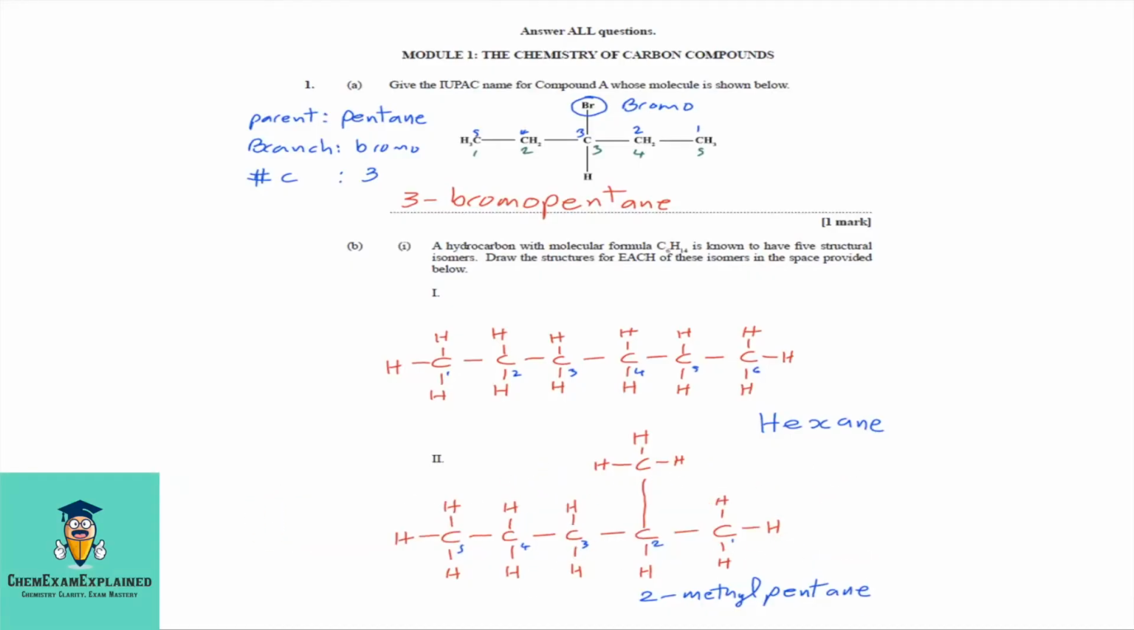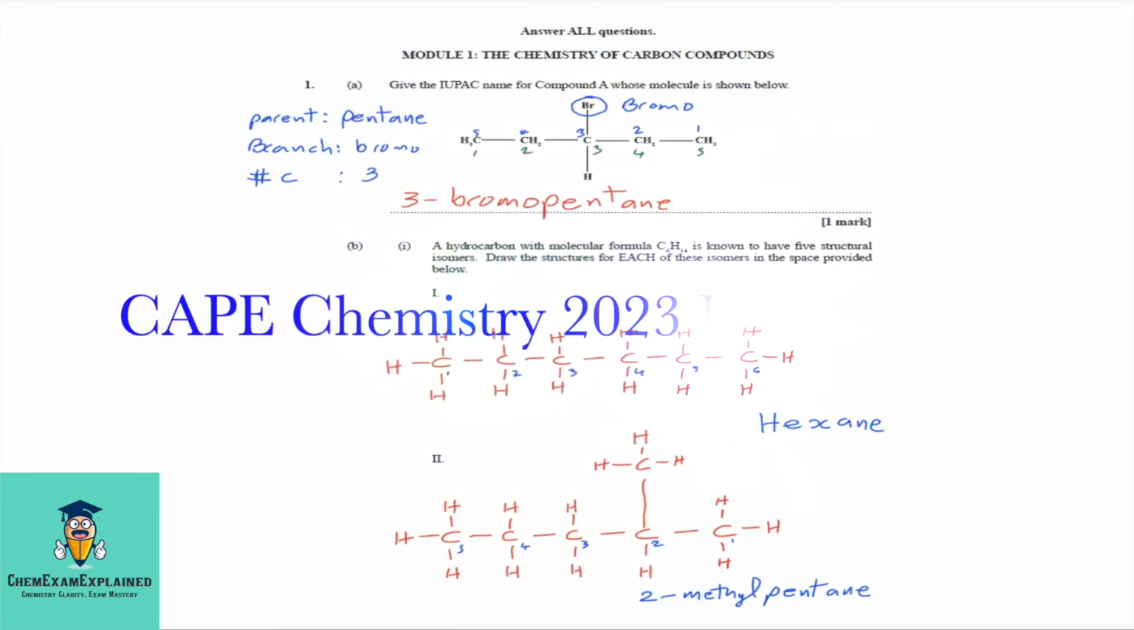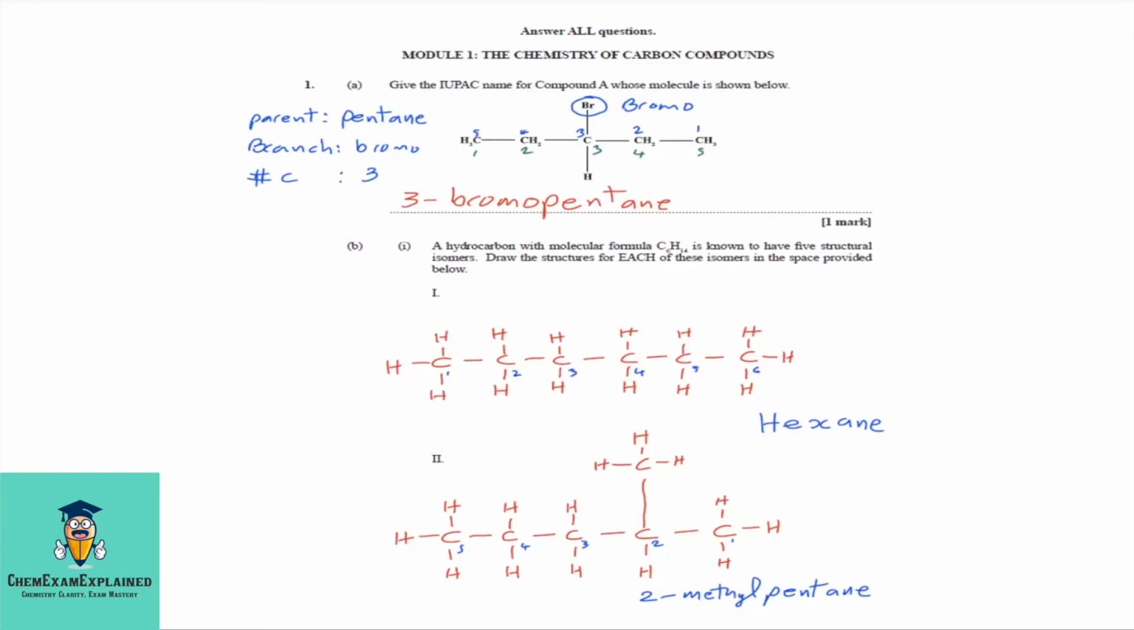In this video, we will be looking at CAPE Chemistry 2023, Unit 2, Paper 2, Module 1. Let's begin. Module 1 is looking at the chemistry of carbon compounds. Question 1, Part A. Give the IUPAC name for the compound A, whose molecule is shown below.